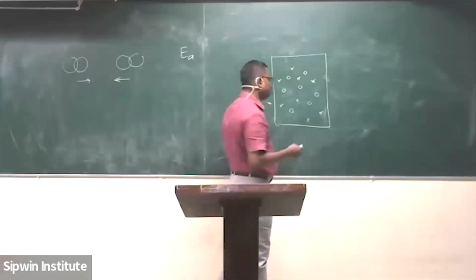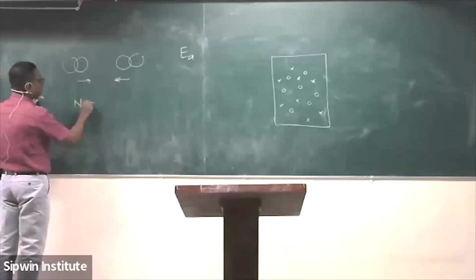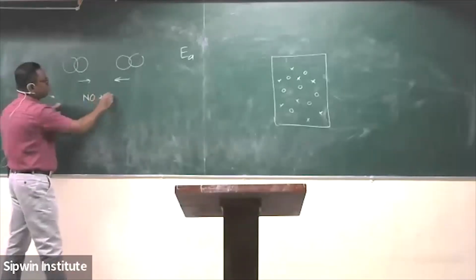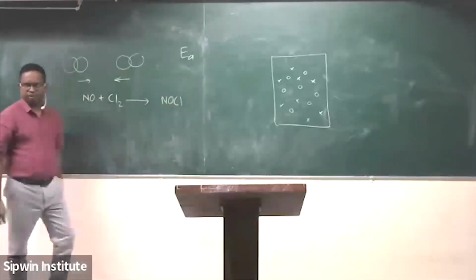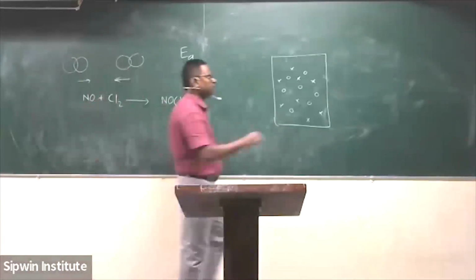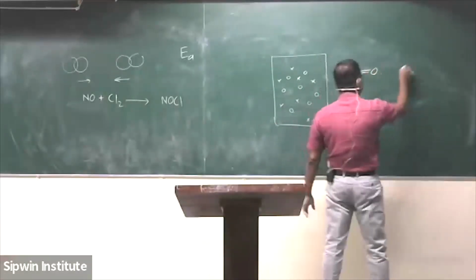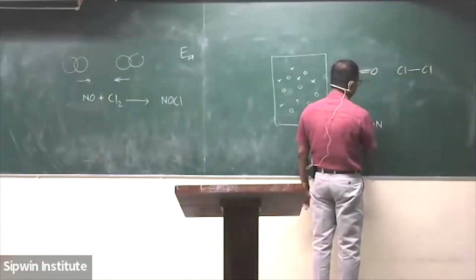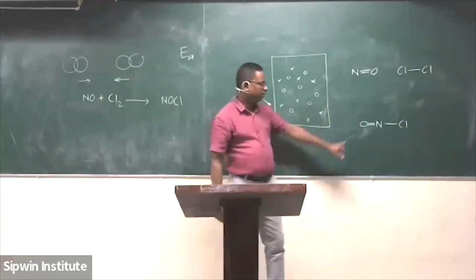For example, now if I consider NO, first I will write the reaction. NO plus Cl2 gives NOCl. When this collision takes place, say the NO molecule is like this, see? The Cl2 molecule is like this way. Forming NOCl is like this way. NOCl means this kind of structure.